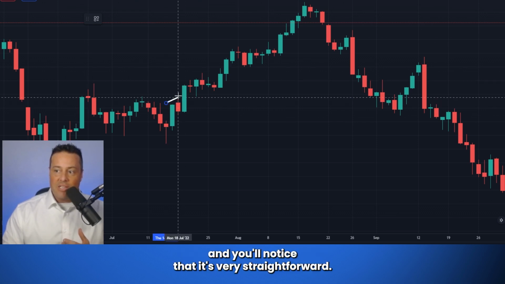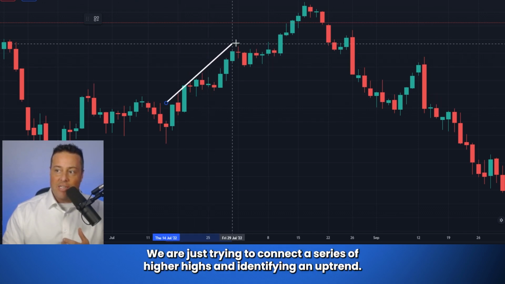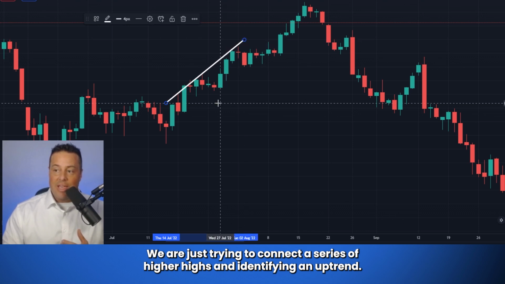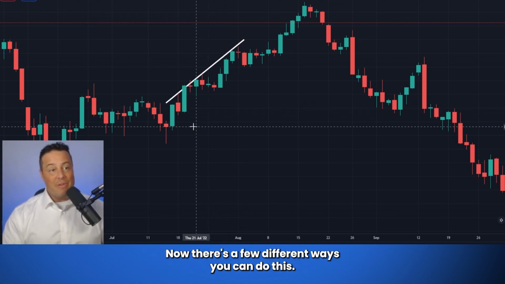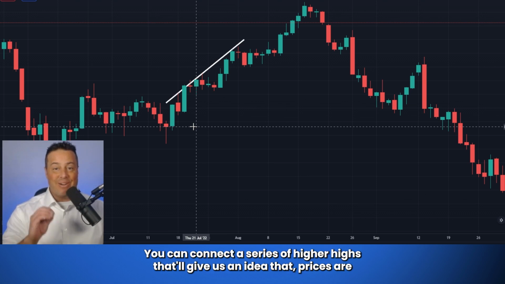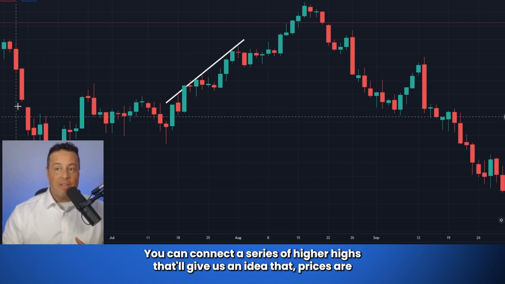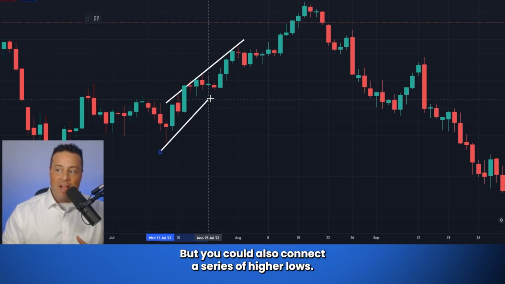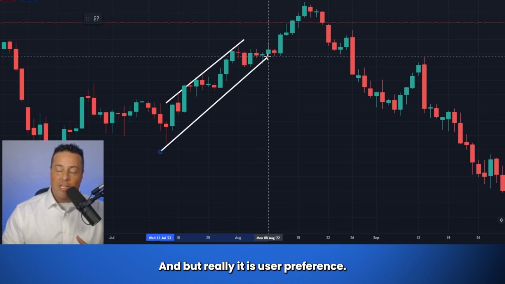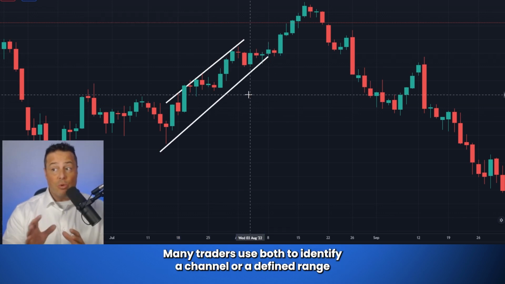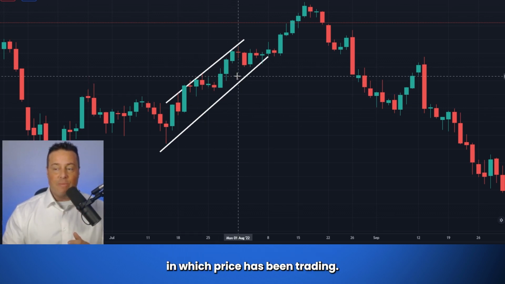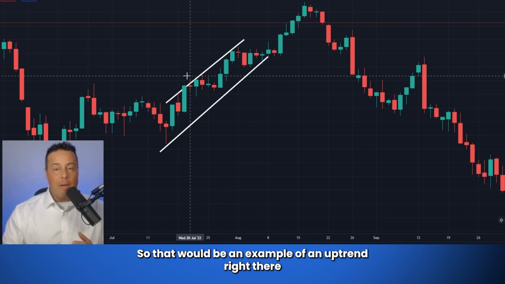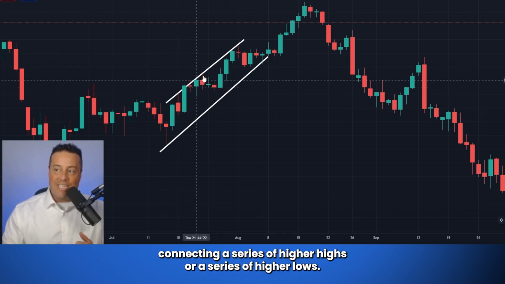So just to get started here, we click on our trend icon. You'll notice that it's very straightforward. We are just trying to connect a series of higher highs in identifying an uptrend. Now, there are a few different ways you can do this. You can connect a series of higher highs. That'll give us an idea that price is moving in a bullish fashion. But you could also connect a series of higher lows. And really, it is user preference. Many traders use both to identify a channel or a defined range in which price has been trading. So that would be an example of an uptrend right there, connecting a series of higher highs or a series of higher lows.